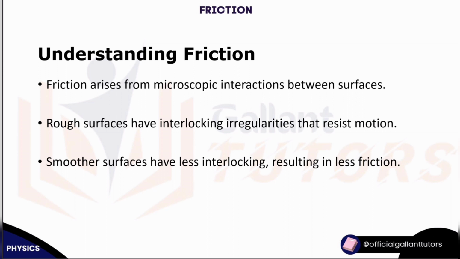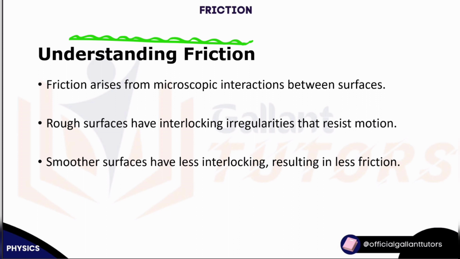Alright, so let's understand friction. Friction arises from microscopic interaction between surfaces. Just like I've said in the previous slide, rough surfaces have interlocking irregularities. That is, on every surface you see, there are little bumps, something like this, that prevent rapid movement. Some might not be seen, some might be prominent, but friction exists on all surfaces. Rough surfaces have interlocking irregularities that resist motion.